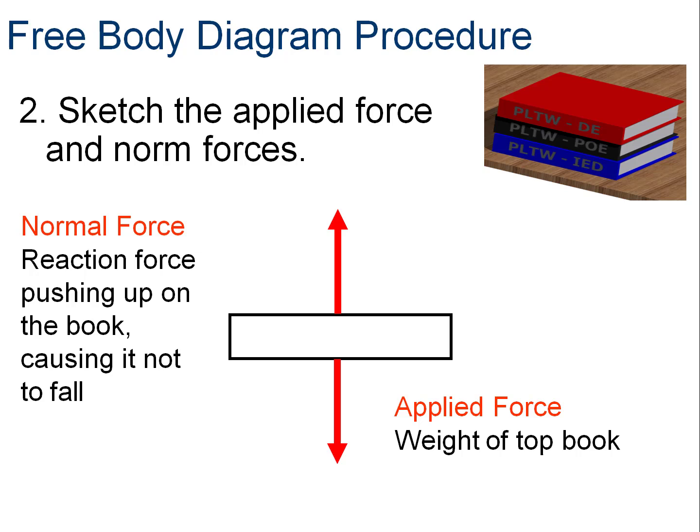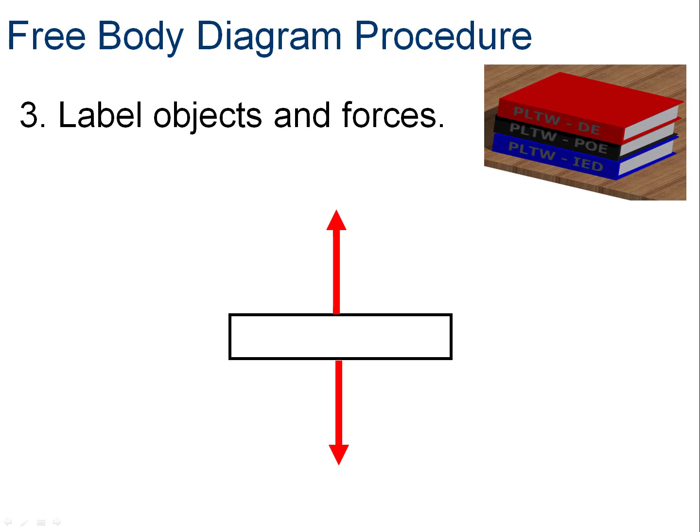Now, why are these two equal? They're equal because the book is not undergoing any acceleration. So now we label the object and the forces. Well, I told you the weight of the book was 5 pounds. So the normal force which pushes it up must also be 5 pounds. That's what defines that the book is static or not accelerating away. It comes from Newton's second law, which says force is equal to mass times acceleration. There's no acceleration, thus there must be no net force.